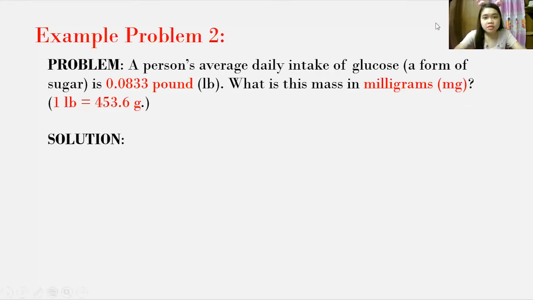So example problem number 2: a person's average daily intake of glucose, which is a form of sugar, is 0.0833 pounds. What is the mass in milligrams? What we need to do is know what quantity we are given. We are given 0.0833 pounds, and we want to convert it into milligrams, but we are given the conversion factor of pounds to grams. So we have to go further in our calculations. What we need to do is write the given.